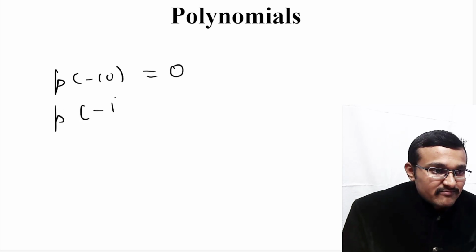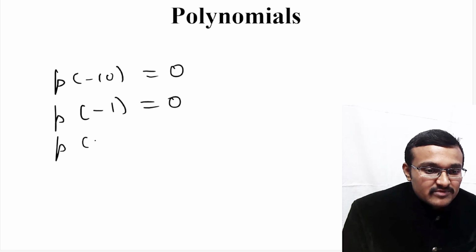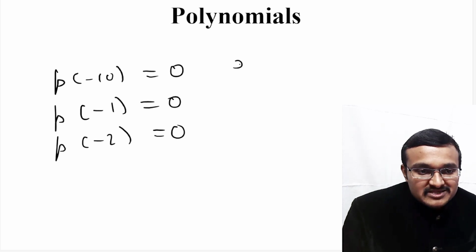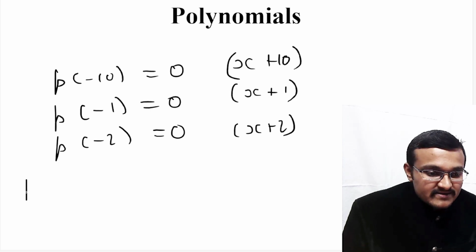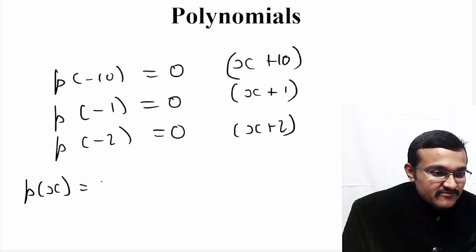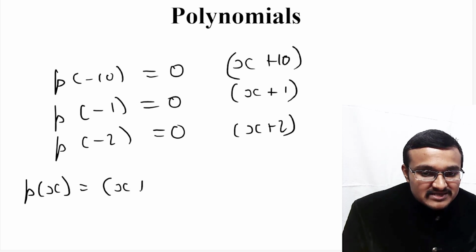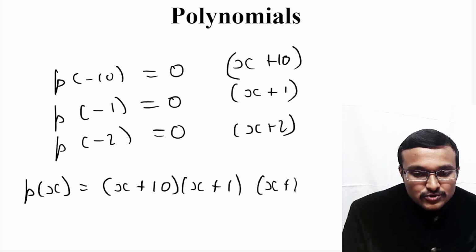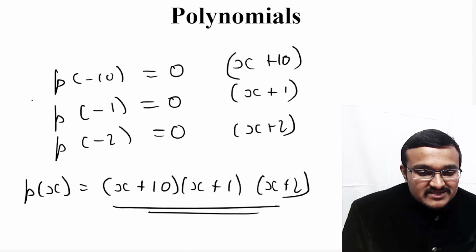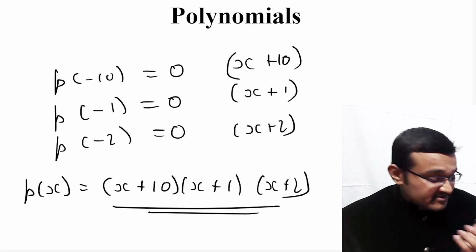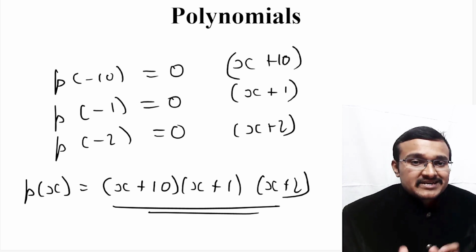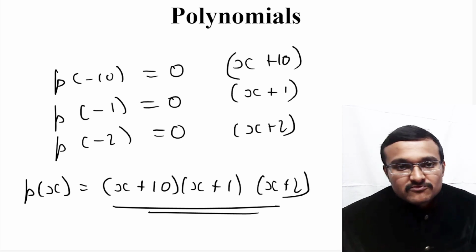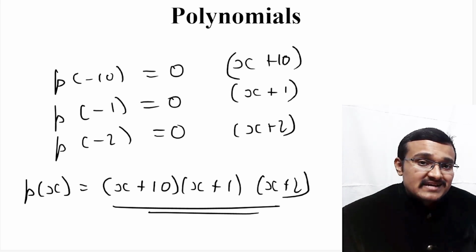We have got p of minus 1 as 0, and p of minus 2 as 0. So x plus 10 will be a factor, x plus 1 will be a factor, and x plus 2 will be a factor. So this particular p of x can be written as x plus 10 into x plus 1 into x plus 2. This is the factorization of the third polynomial which they have given in this fifth question. The second and fourth parts of this fifth question you can solve on your own. So this is all there in this particular video.